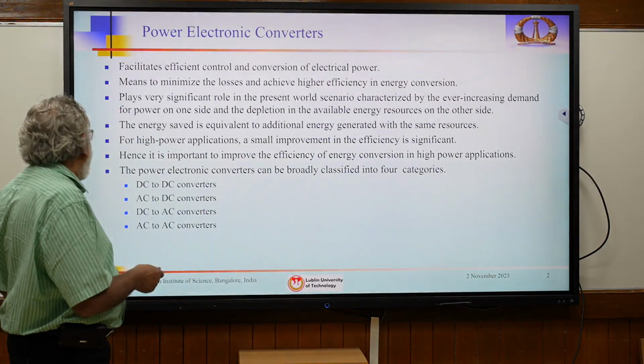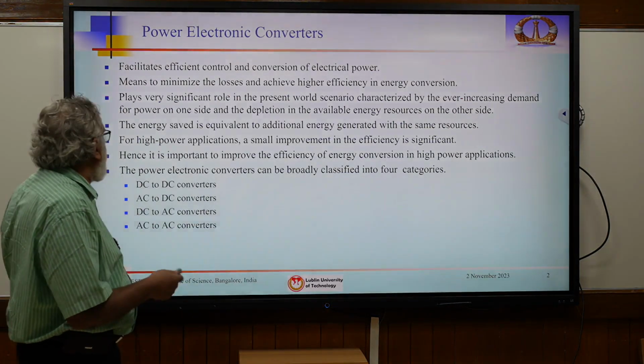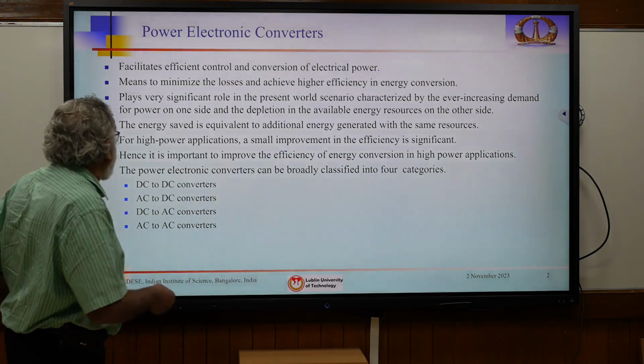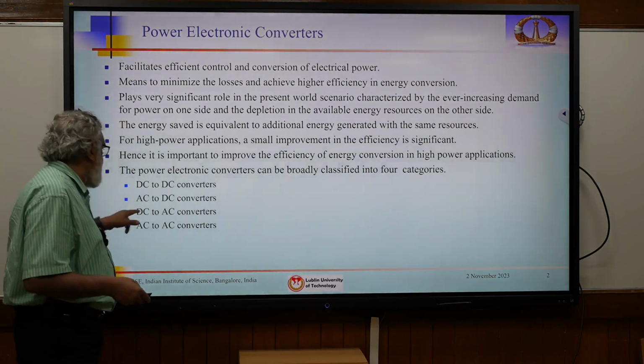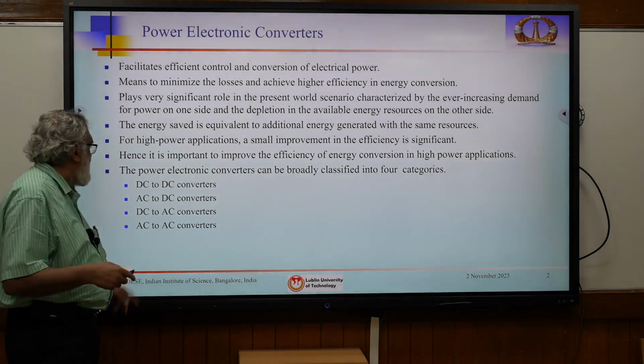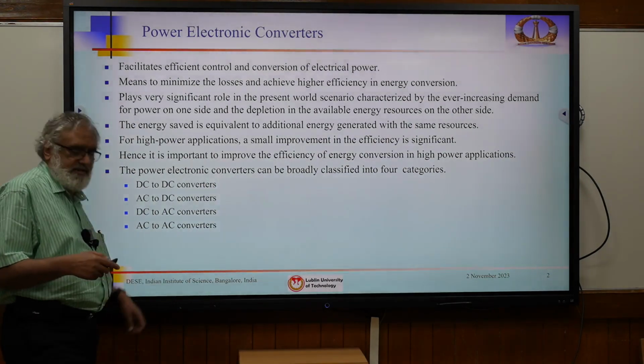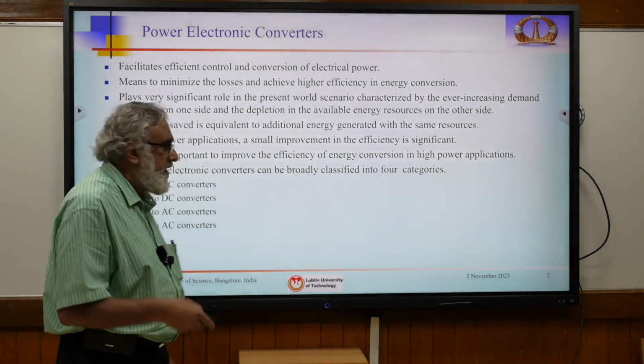These are some of the things. The power electronics can be broadly considered into various categories like this: DC to DC converter, AC to DC converter, DC to AC converter, AC to AC converter. But we are focusing on the DC to AC converter.